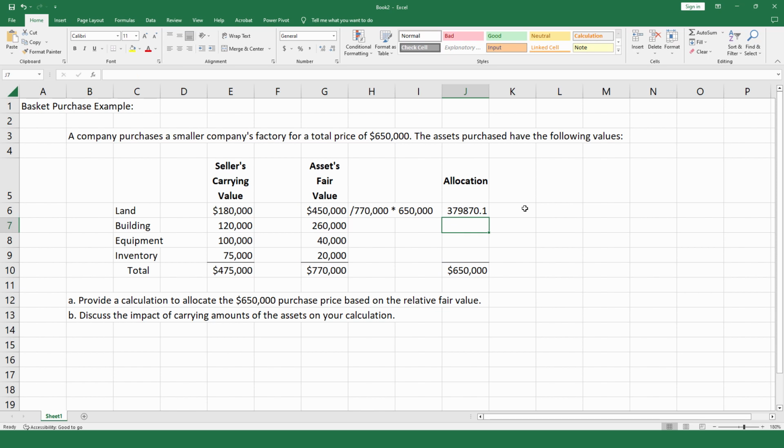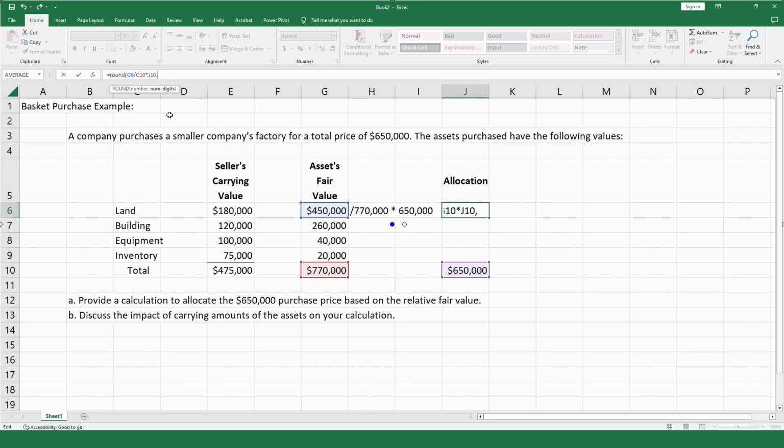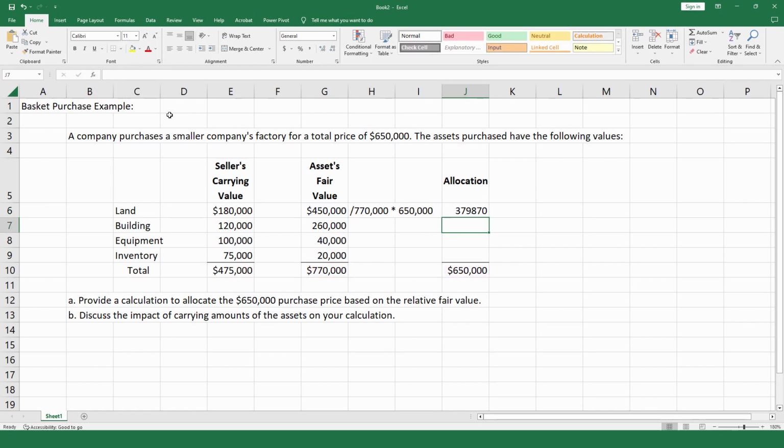As you can see, that number is not rounded, and since this is an estimate, we're definitely going to round this. Using the round function, I put in equal round bracket, then move over beyond the formula, comma, what I want it rounded to, 0 decimal places, and then closing bracket. You can see that the allocation is $379,870 for the land.